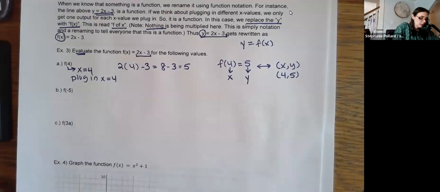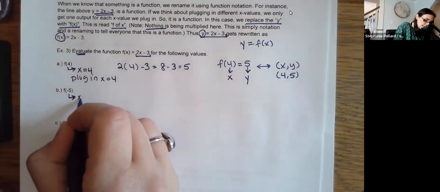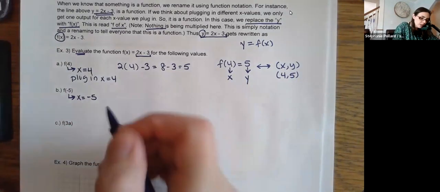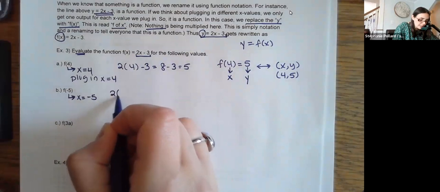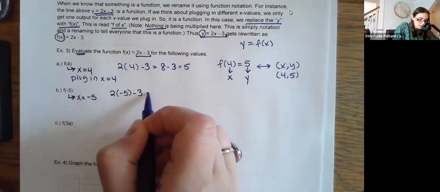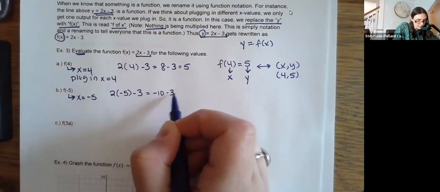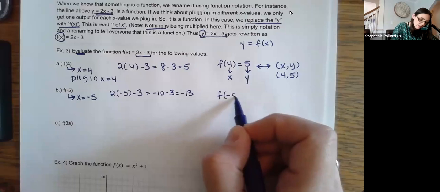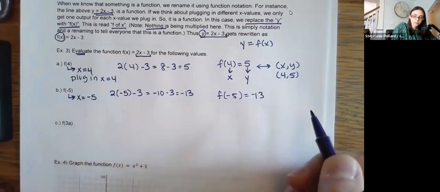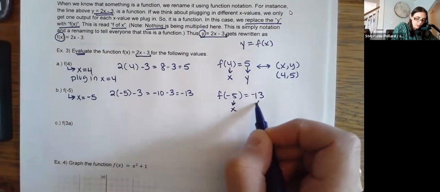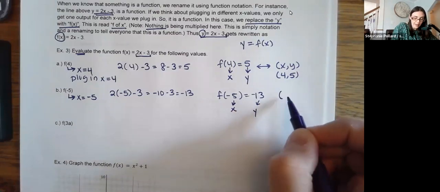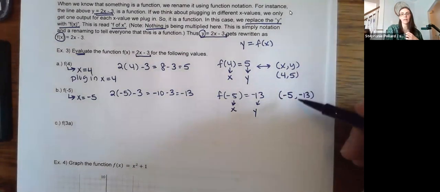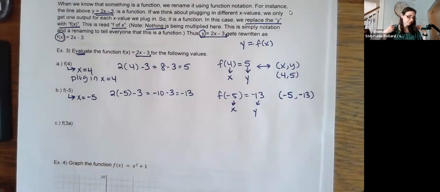Let's try another one. So here, our inside value is -5. So we're saying, hey, the x value is -5. So I go back to my equation. I replace the -5 this time. 2 times -5 is -10. And I get -13. So f of -5 is equal to -13. This is the x value. This is the y value. So this is just like having the point -5 comma -13. So we actually could graph these very easily, just like we do regular graphing.